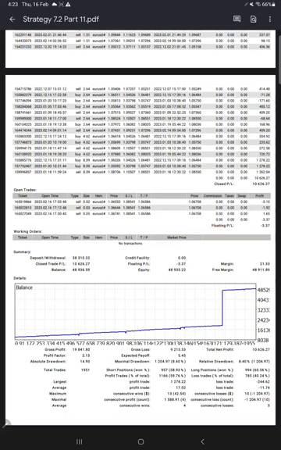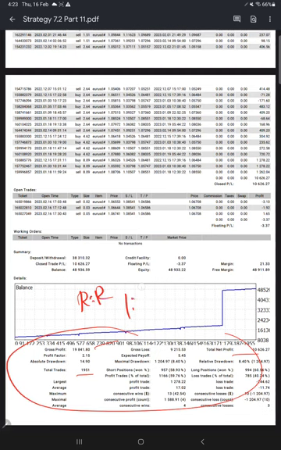If we calculate the risk reward, here you will find all the technical details like gross profit, net profit, total number of trades, profitable trades, loss trades, highest profit, largest loss, and all the details. If we calculate the risk reward for this account, it comes to 1:1.48.